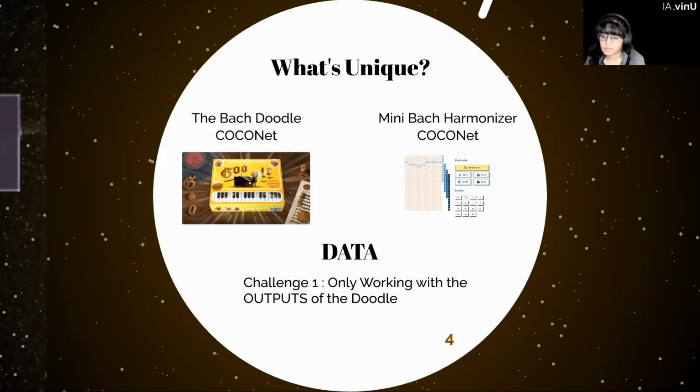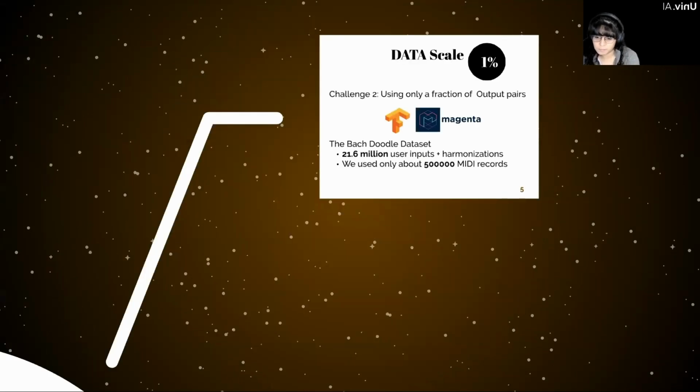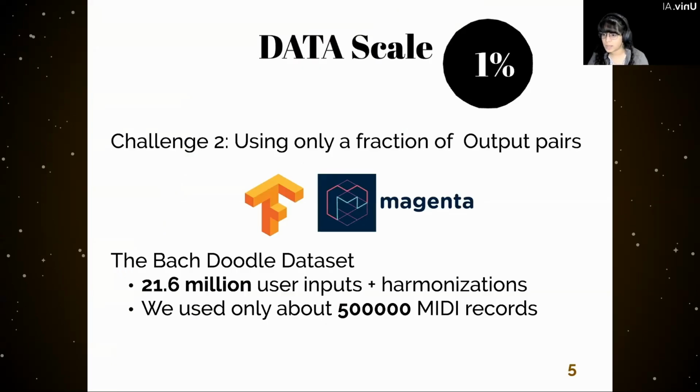The second challenge that we made ourselves face quite intentionally was we went ahead and chose only about 1% of the data to work with. We saw a lot of repetition, then we wondered, well, could we use only a fraction of the data and recreate the Bach magic?